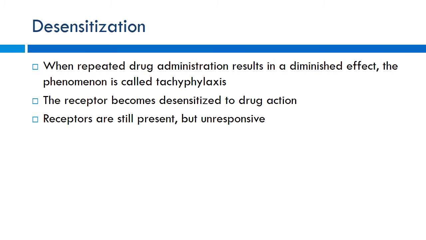Again, repeated drug administration is going to result in that diminished effect. And when you have tachyphylaxis, no matter how much you increase the dose, you're never going to get more effect out of that drug. Versus tolerance, you can overcome by giving more of a drug. So that's an important distinction between those two. With tachyphylaxis, the receptors are usually still there, they're just not responsive. Okay.